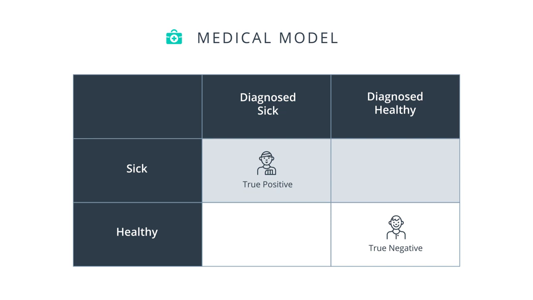When a patient is sick and the model incorrectly diagnoses them as healthy, this is a mistake, and it means we'll be sending a sick patient back home with no treatment. This is called a false negative. And finally, when a patient is healthy and the model incorrectly diagnoses them as sick, this is also a mistake, and it means we'll be sending a healthy person for further examination or treatment. This is called a false positive.